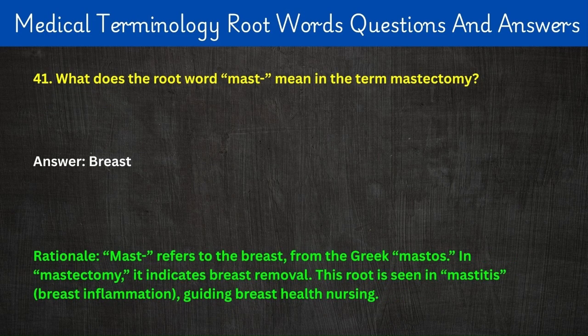41. What does the root word mast- mean in the term mastectomy? Answer: breast. Rationale: Mast- refers to the breast, from the Greek mastos. In mastectomy, it indicates breast removal. This root is seen in mastitis, breast inflammation, guiding breast health nursing.